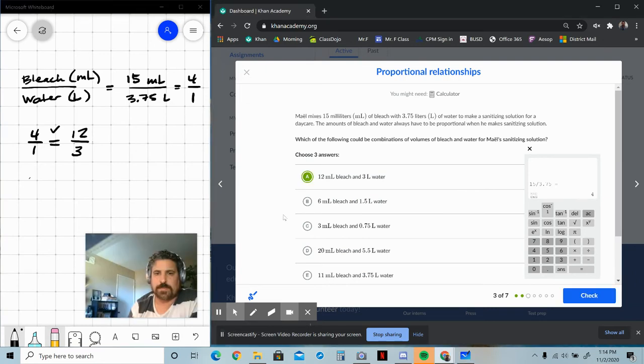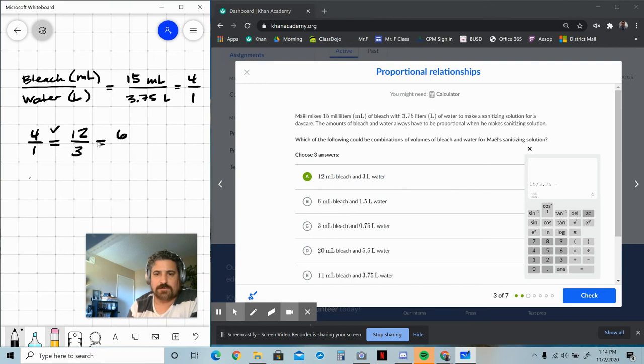I like that one. This one's 6 milliliters for every 1.5. Okay, 12 over 3, is that the same as 4 over 1? Yes. Is it the same as 6 over 1.5? Yes. That's the same because half of 12 is 6 and half of 3 is 1.5. So that works just fine.